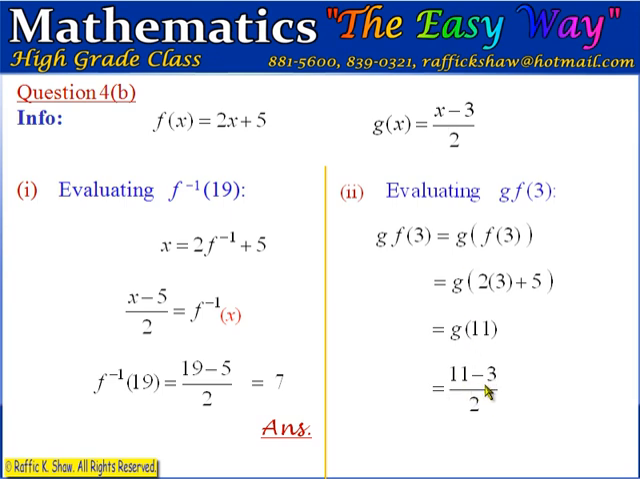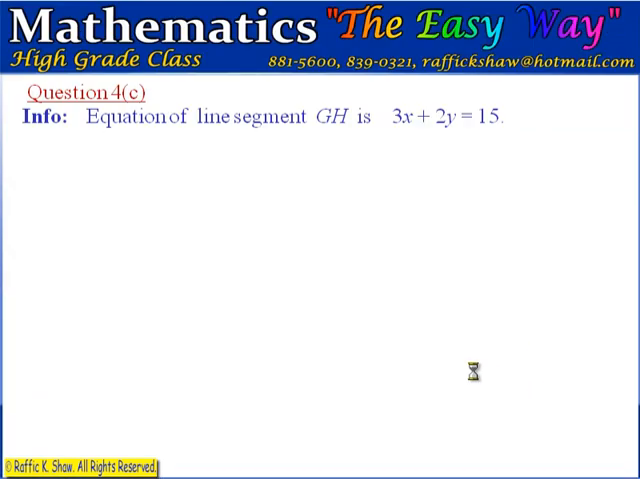And 11 minus 3 is 8, and 8 divided by 2 is 4. Therefore the result here, g of f of 3, is equal to 4. And that's the result for part B of question 4. Let's move down now to part C.